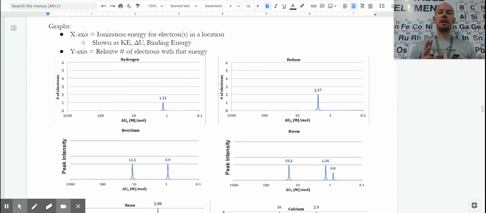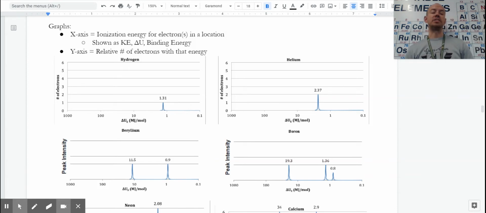I've selected a set of elements to focus on some key features and key things you need to know about photoelectron spectroscopy. As we're looking at our graph, the x-axis corresponds to the difficulty to remove the electrons, or the ionization energy. Sometimes it's shown as kinetic energy, delta U, or binding energy, but it's really a measure of just how much energy was needed to remove an electron or a group of electrons.